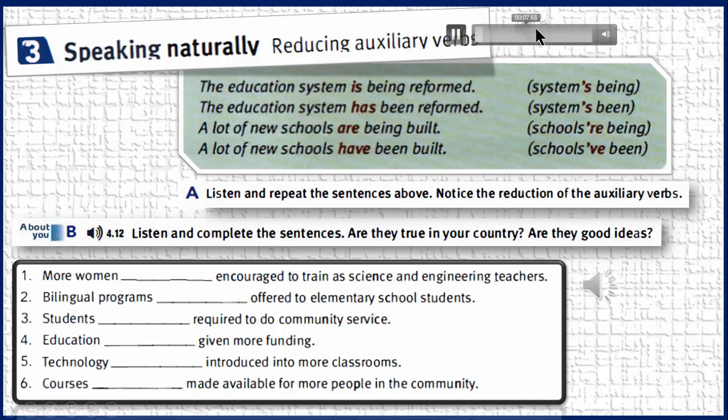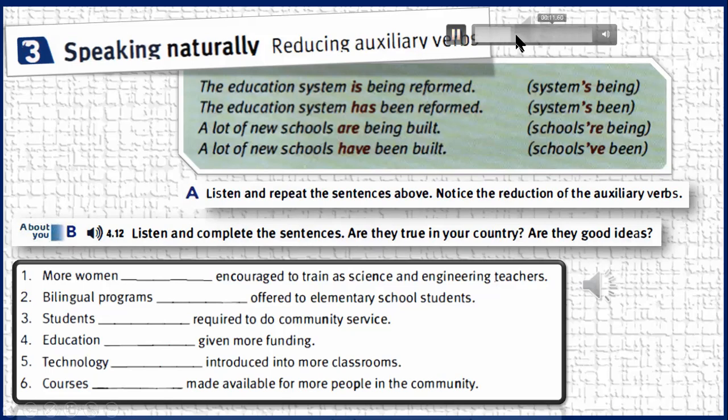The education system's being reformed. Everybody? The education system is being reformed. Try to use a contraction. Yes, use a contraction, okay? Don't tell me the education system is. The education system's being reformed. Yes? The education system's being reformed. Excellent, very good. Next.